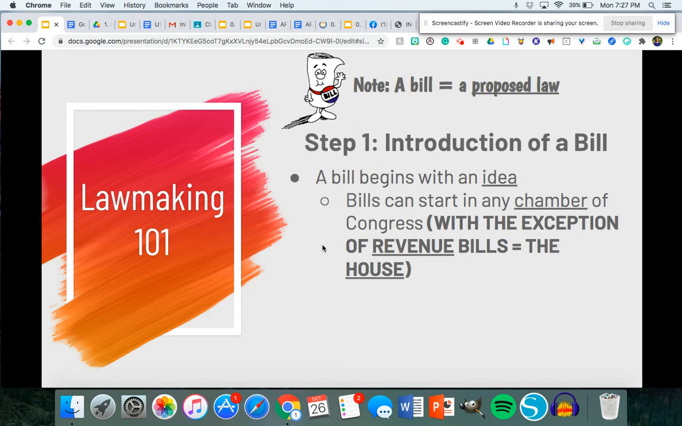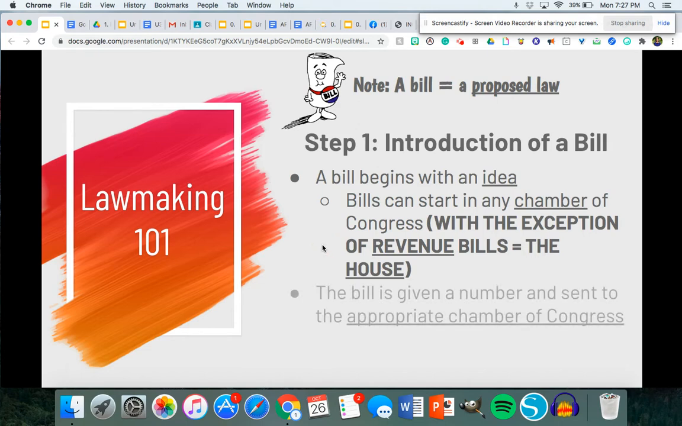The reason why is that if you remember the 17th Amendment, the House was originally the only part of Congress chosen directly by the people. So they wanted money to be closely related to the people.